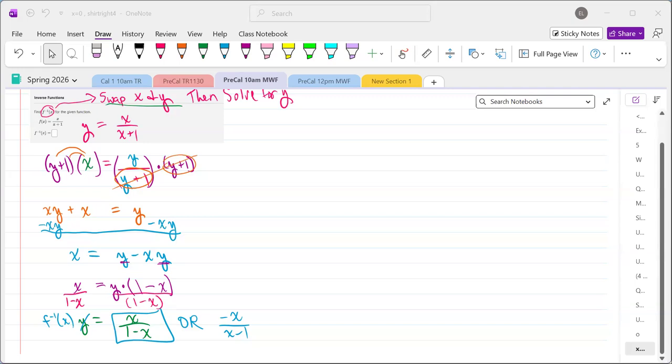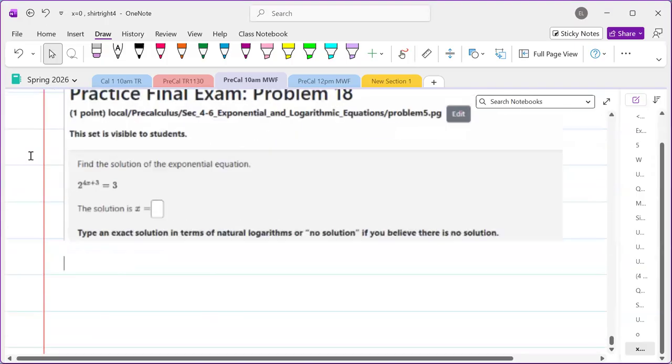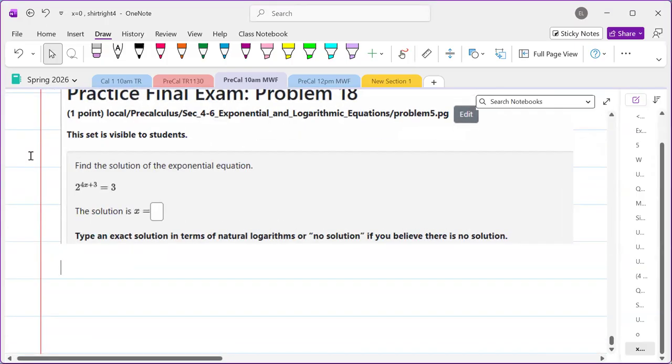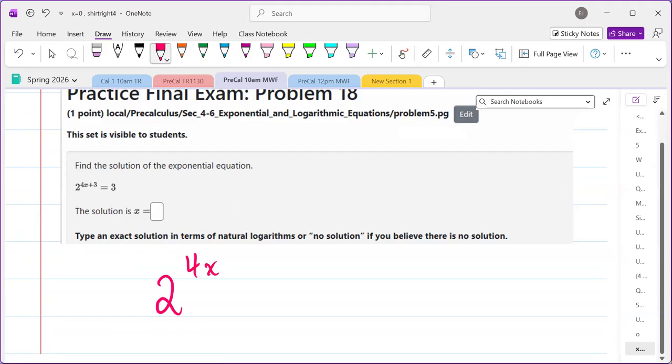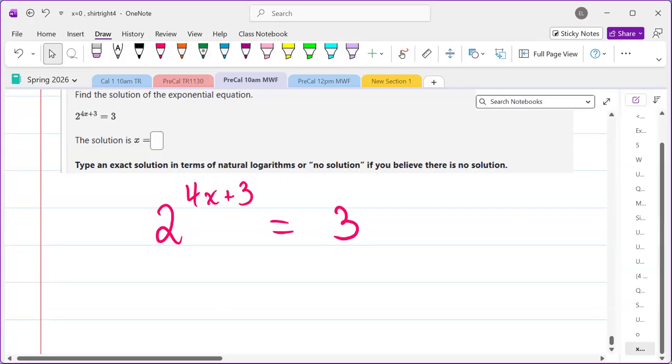All right, so 18 is solving an ugly looking exponential equation. I say ugly looking, not because the numbers themselves are ugly. So 2 to the 4x plus 3 equals 3. But because there is no way to write 2 in terms of 3 or 3 in terms of 2 here. So we are stuck using a log on both sides.